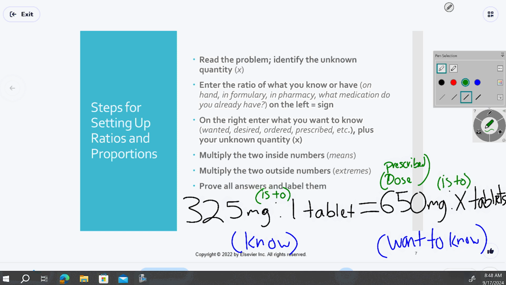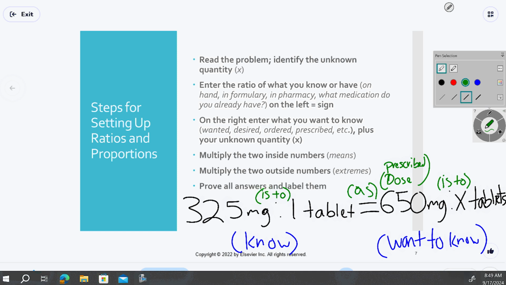This equal sign is like "as," basically, saying that these are equivalent. Somehow these are going to be equivalent. 325 milligrams is to one tablet. I know that because the label says it. As 650 milligrams is to, I don't know how many tablets. There's your unknown.